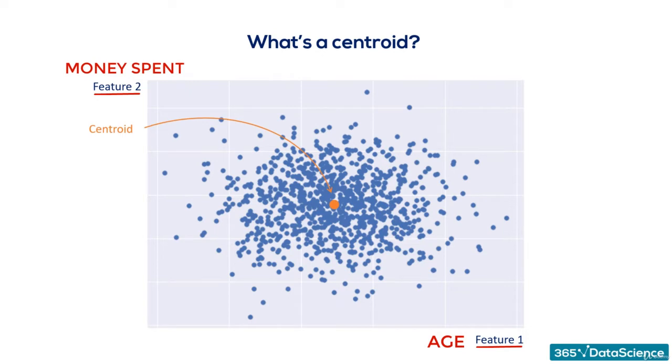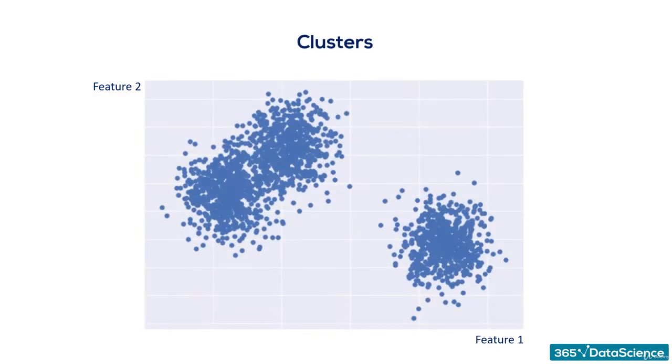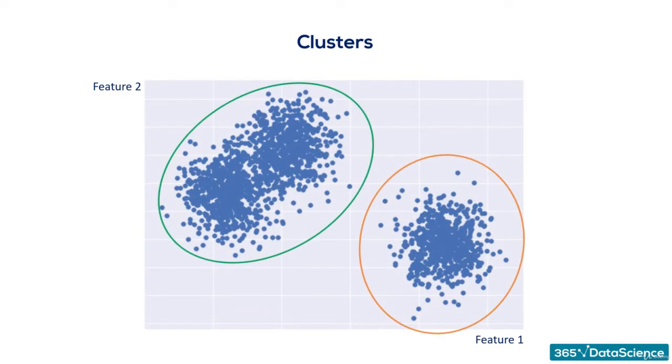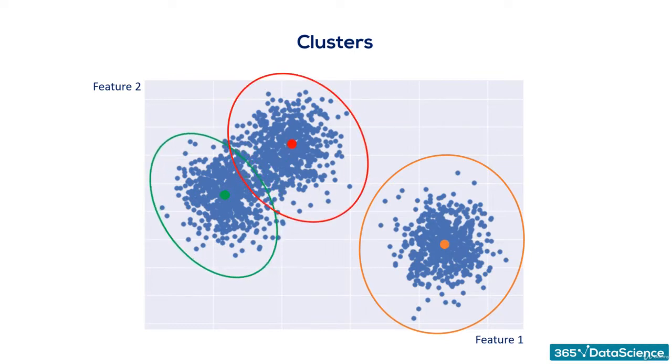Certainly, it makes no sense to have only one cluster, so let me zoom out of this graph. Here's a nice picture of clusters. We can clearly see two clusters. I'll also indicate their centroids. If we want to identify three clusters, this is the result we obtain. And that's more or less how clustering works graphically.